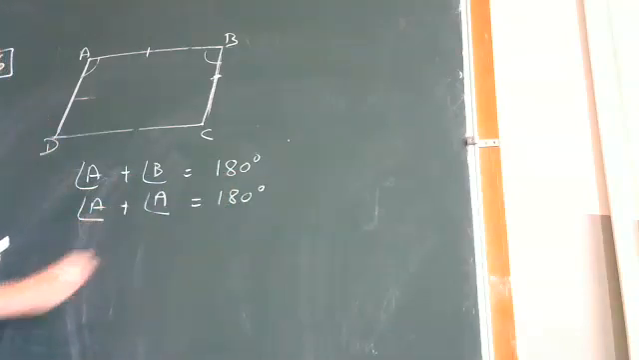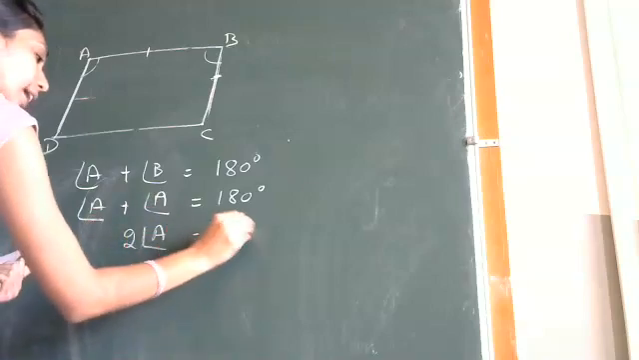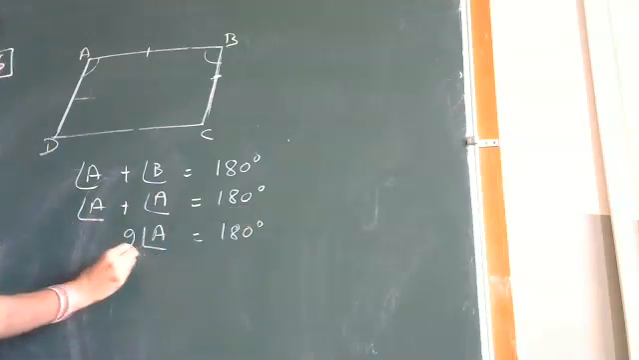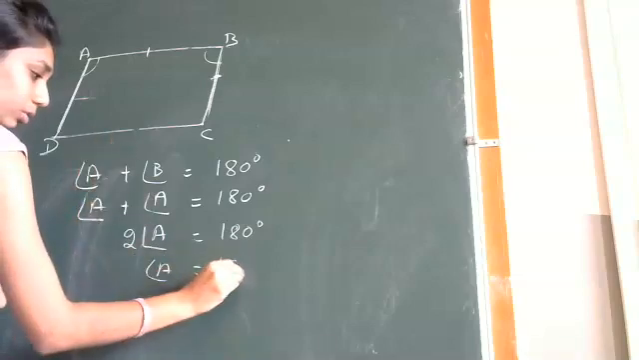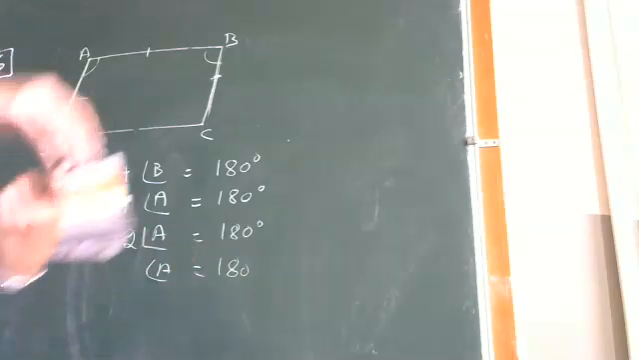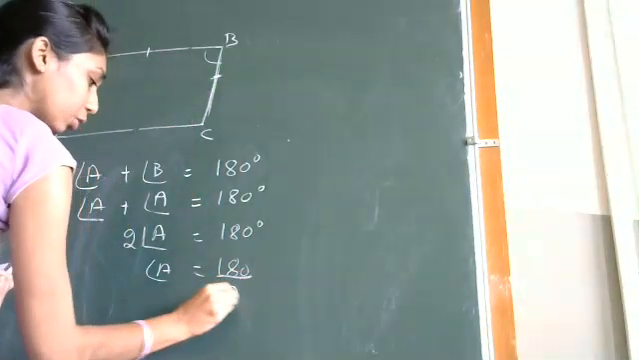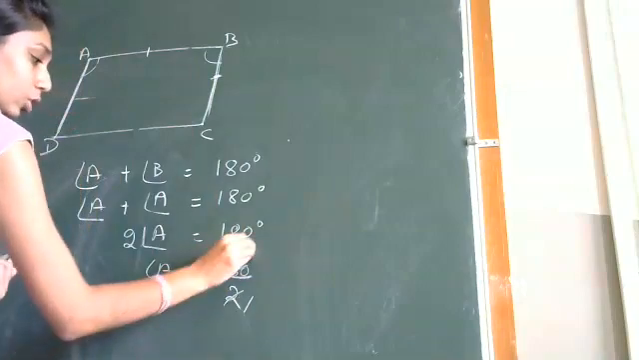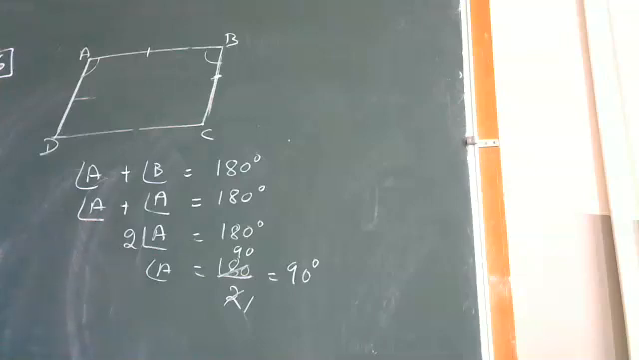What is A plus A? That is 2A. So 2A is equal to 180 degrees. Here 180 divided by 2, so this 2 will come to the denominator. So 2 ones are, and angle A is 90 degrees. From this we found out that angle A is 90 degrees.